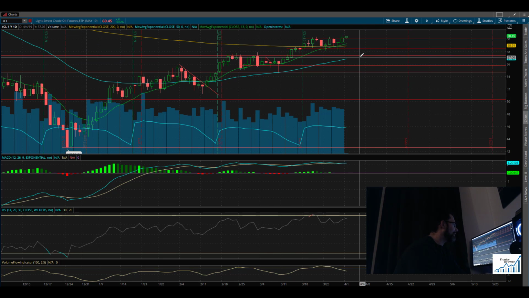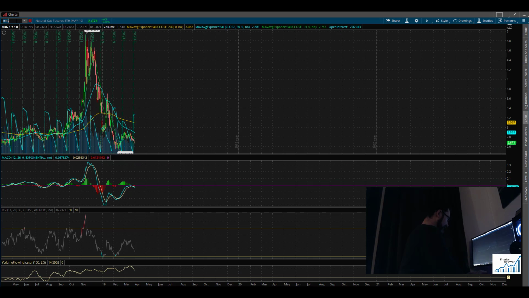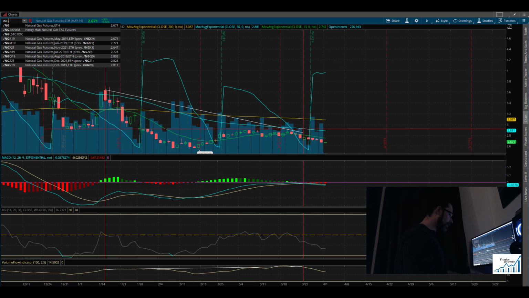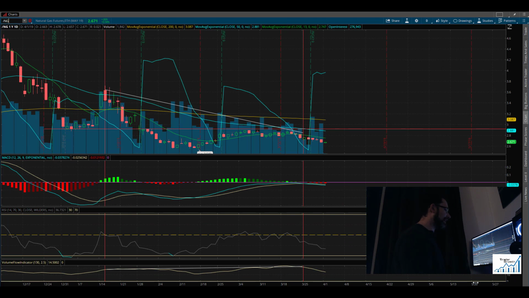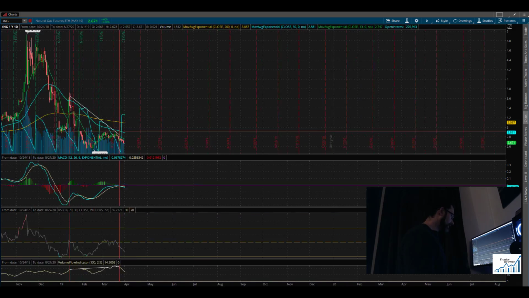There's a lot of scenarios happening in here where we can really push and trade to the long side. Let's move on to natural gas. So here we are on our natural gas chart, and we're on the daily for the year.